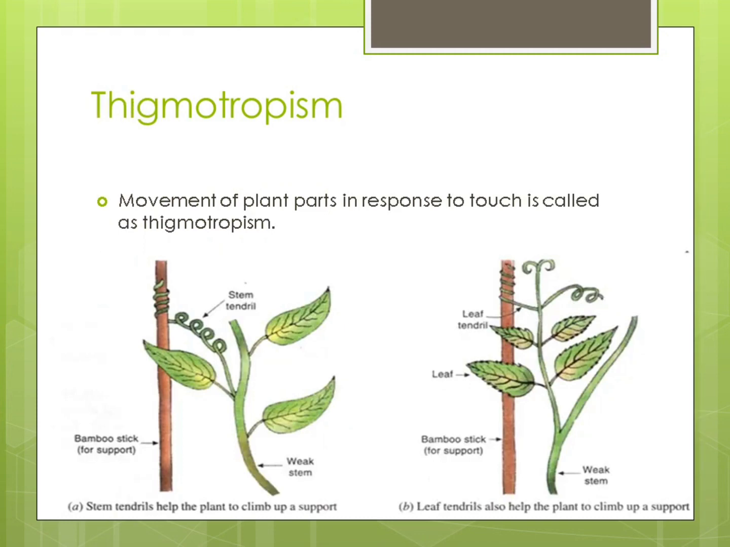Thigmotropism. The movement of the plant parts in response to touch is called thigmotropism. You can see the example of the tendril plant climbing on the fences or any support. These tendrils are sensitive to touch. When they come in contact with any support, the part of the tendril in contact with the object does not grow as rapidly as the part of the tendril away from the object. This causes the tendril to circle around the object and thus cling to it.